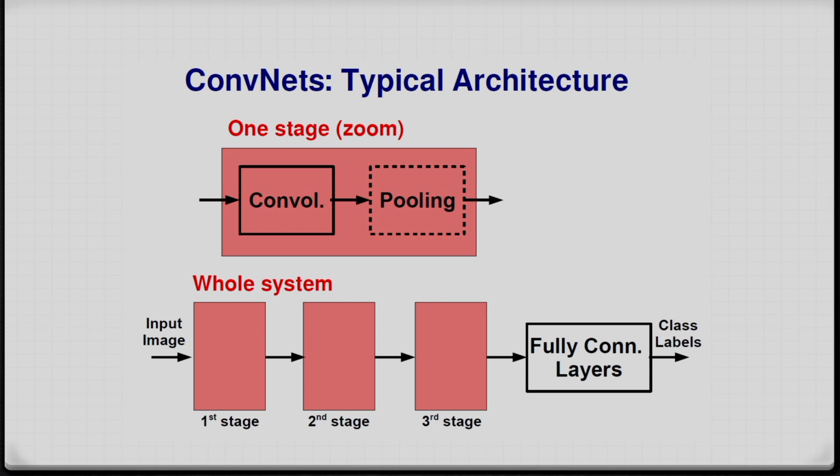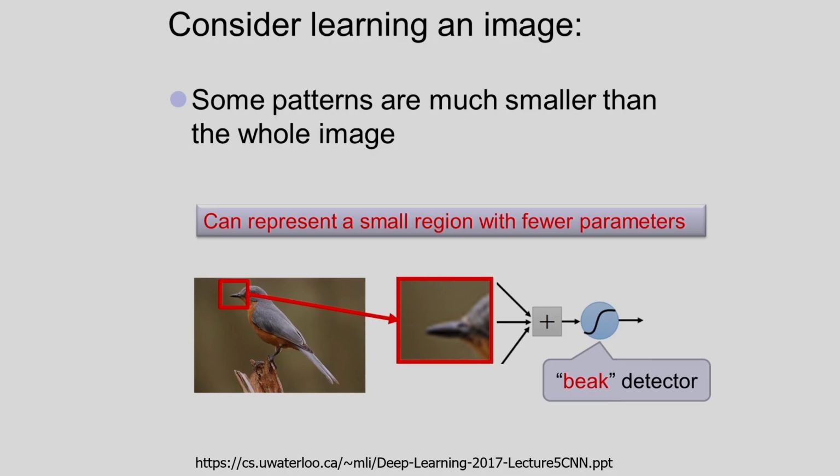So we may have a number of stages, and finally we have the fully connected layers, and the output will be the class labels corresponding to the input image. So this is a typical architecture of the convolutional neural network. Now let us consider learning of an image.